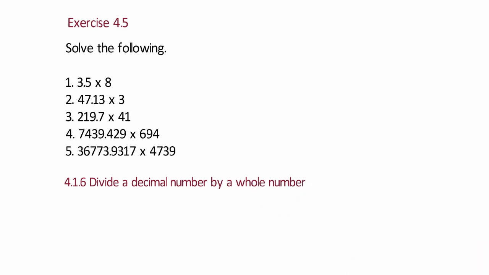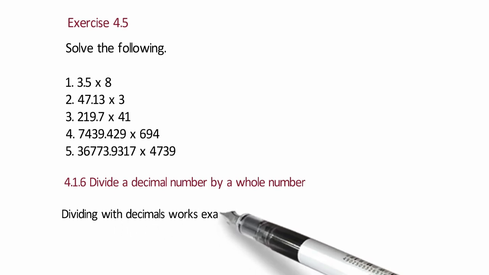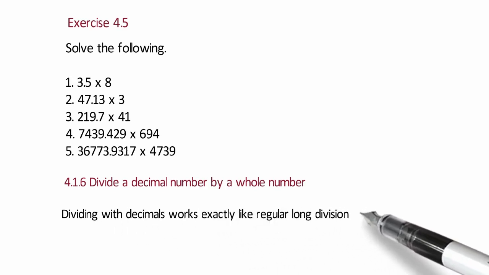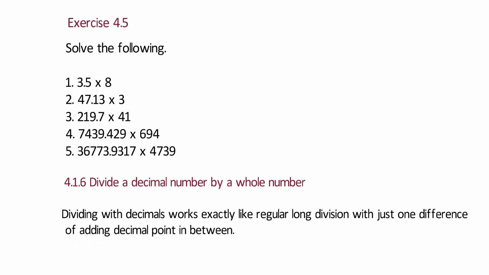Divide a decimal number by a whole number. Dividing with decimals works exactly like regular long division, with just one difference: adding the decimal point in between.